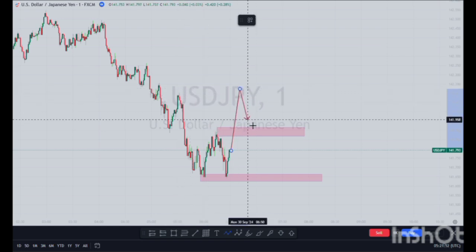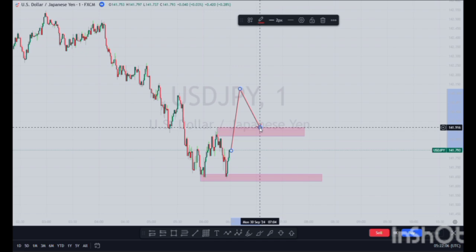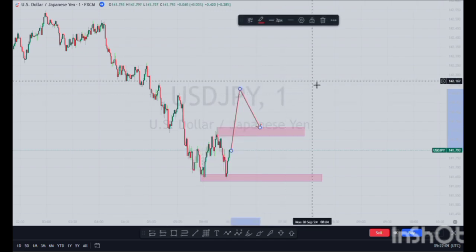Our entry, we are going to be taking our entry when price gives us a retest of the neckline, guys. I'm always big on price coming back to retest a particular zone after breaking out of it. So we are going to be entering when price gives us a retest of our neckline. So basically we're going to be taking this trade from this zone right here.